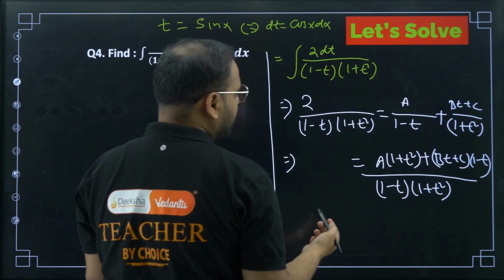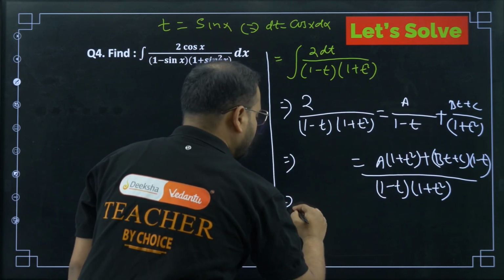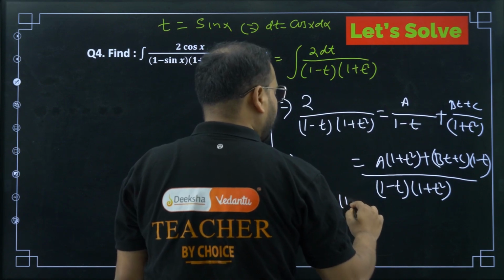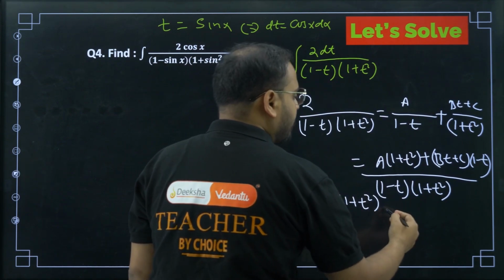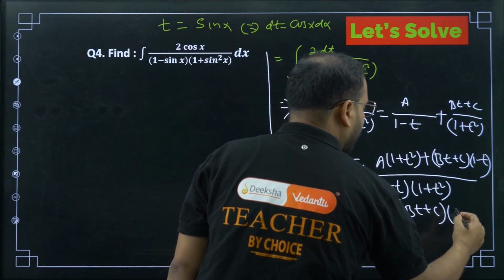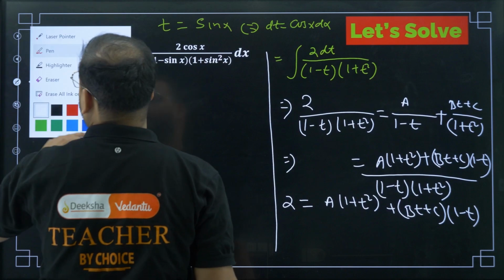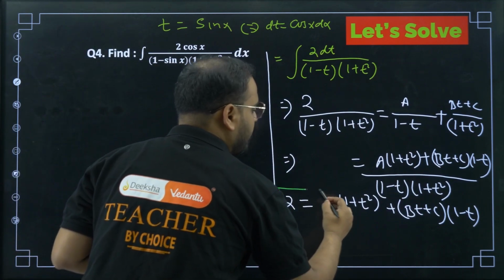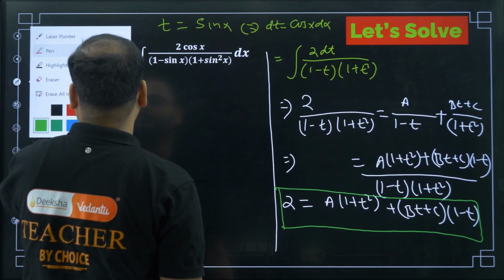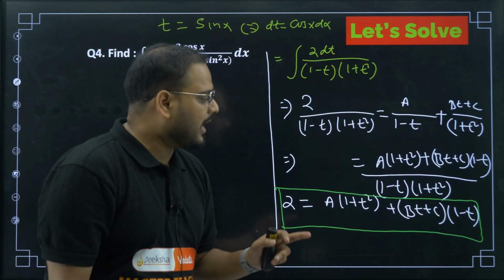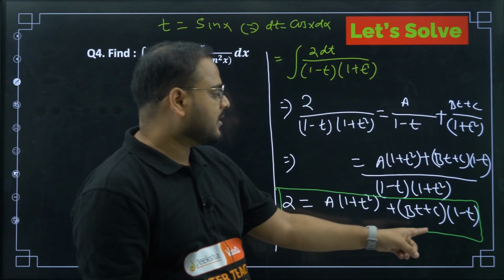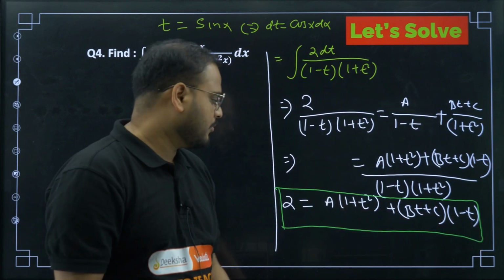Now what are we going to do? Compare the numerators. Because the denominator is the same, I'll write 2 equals to A times 1 plus t square plus Bt plus C times 1 minus t. Please have a look. I will mark this for you. This is my comparison. I'll get the values of A, B and C from here only. You'll see how. I'll put t as 1 first. If I put t as 1, this will become 1 minus 1, so 0.